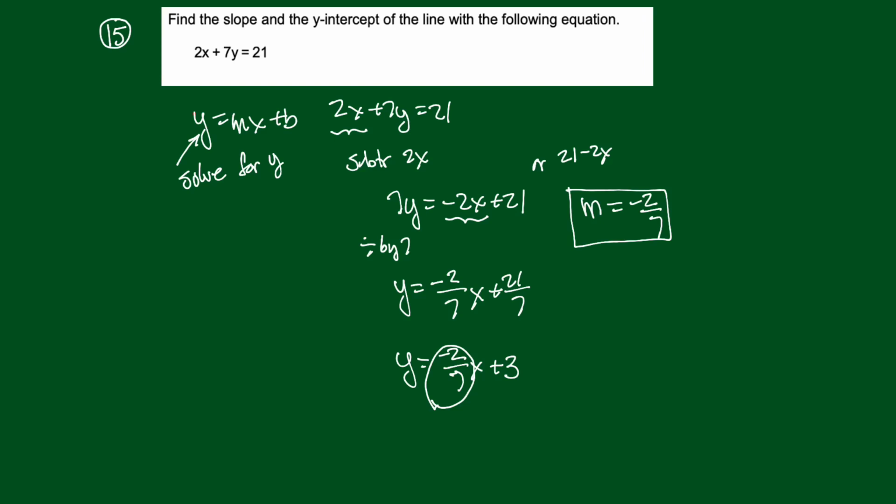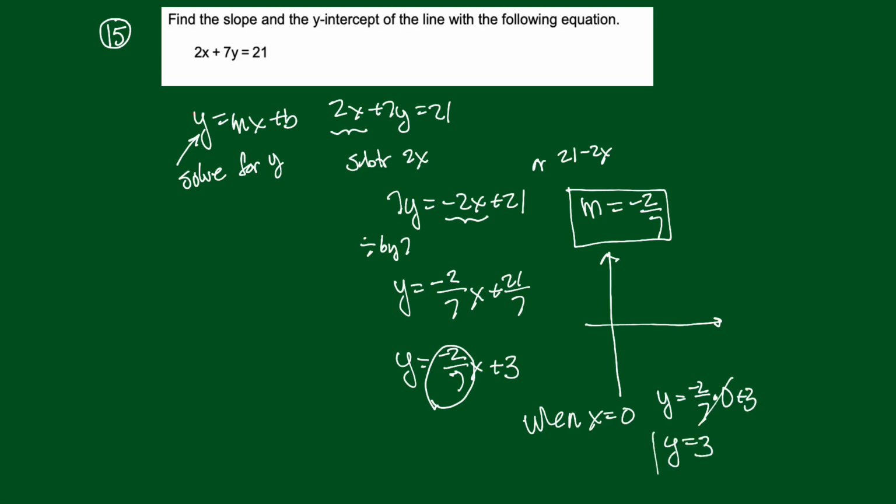Now the y-intercept, this is where the line intercepts the y-axis. And that's going to occur when x is equal to 0, all right? So when x is 0, what do you get here? y equals negative 2/7 times 0 plus 3. That's gone. So y is equal to 3. Actually, the y-intercept is here. The y-intercept is at (0, 3). Okay, that is the y-intercept. It's an actual point.